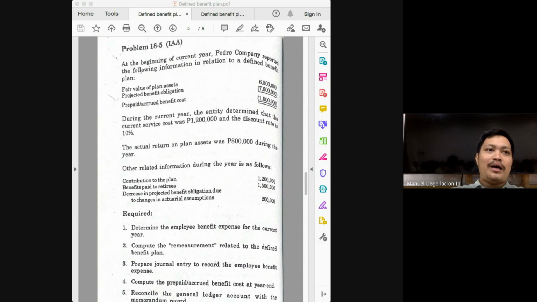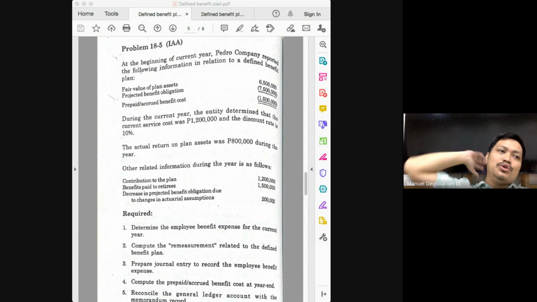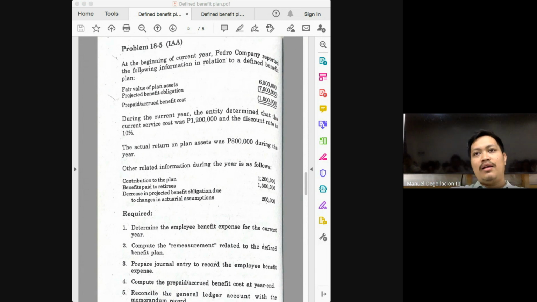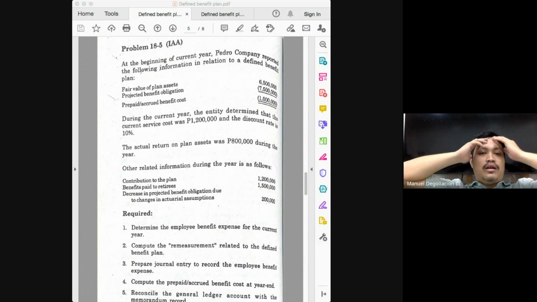Okay? So it's possible, class, that what will be given would be the ending FVPA and the ending PBO, and you will be asked for the beginning FVPA or the beginning PBO. So you will have to work back. And you really have to be able to plot everything in the table, class, so that you will not miss out anything and so that you would get the correct answer. But we'll try to deal with those kinds of problems as we come across them in the MCQ, class.